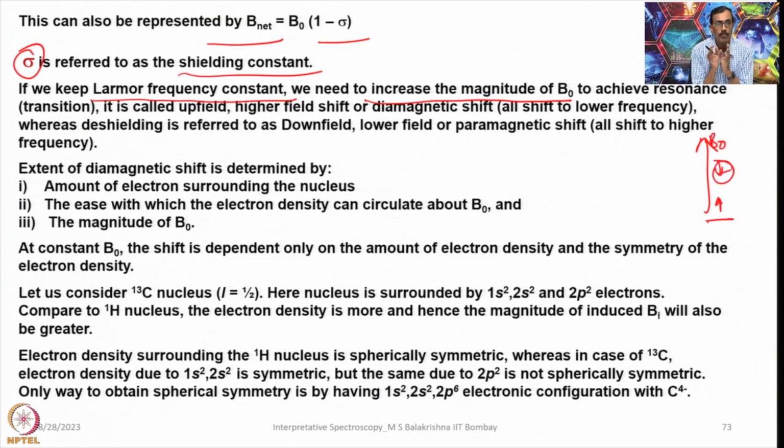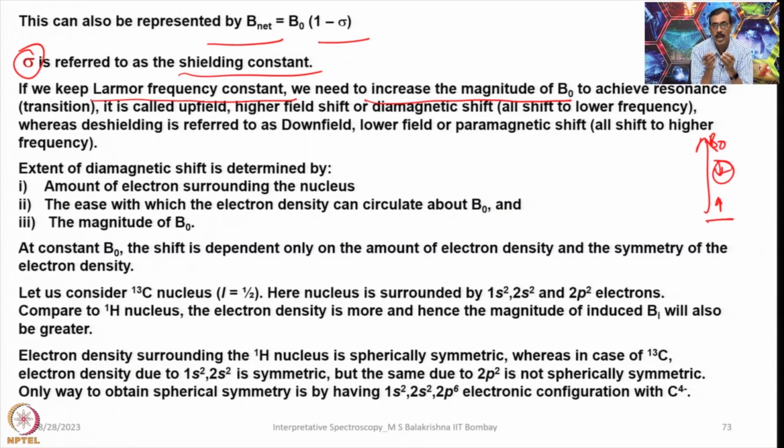It is called upfield or higher field shift. That's the reason it's called upfield or higher field strength, or also called diamagnetic shift. Why are we using the term diamagnetic? Later we will come to another term called paramagnetic. So diamagnetic shielding and paramagnetic deshielding will come.